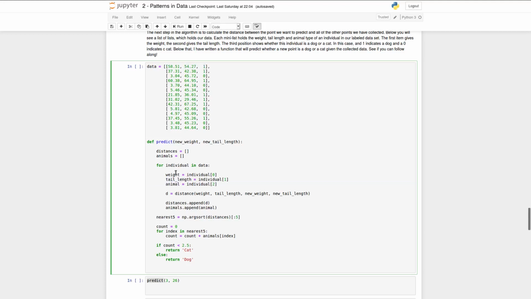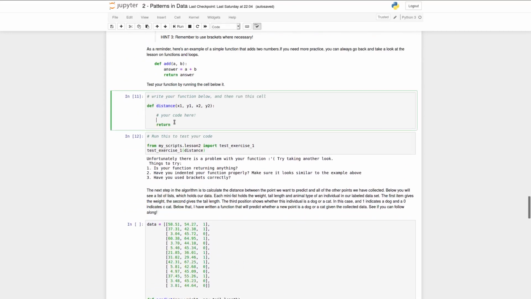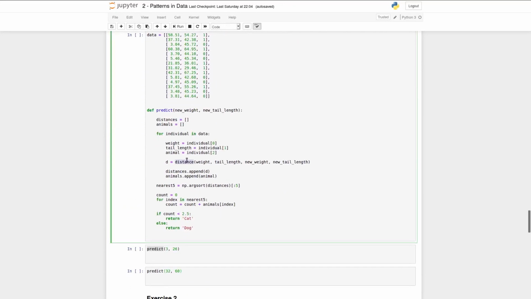Then we're going to say d is going to be the distance. That's going to be using your function here, which you just defined. d is going to be the distance between this weight, this tail length, and our new weight that we want to predict, and our new tail length that we want to predict. So this is going to tell us the distance between our new point here and our old point here, which we're going to do for each one in this list.